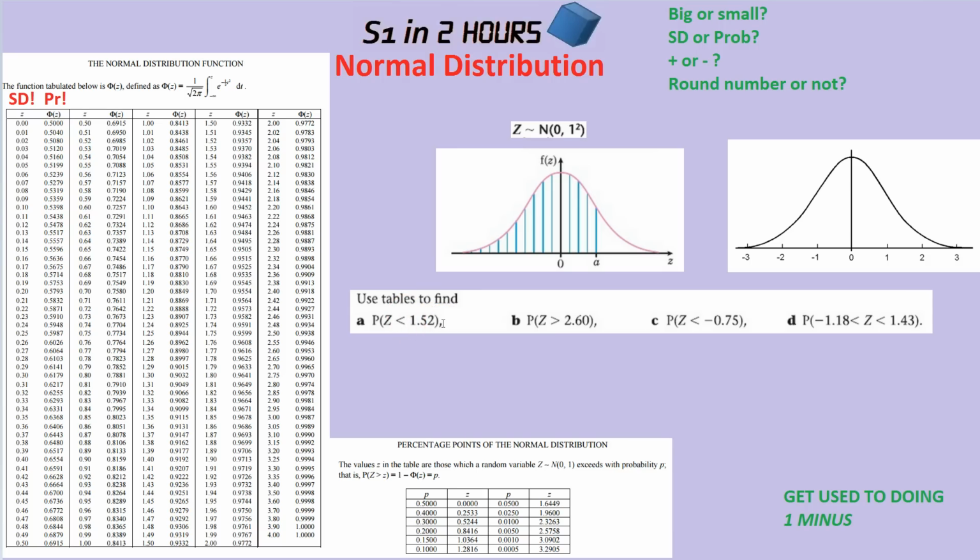Now, whoa, whoa, whoa, what am I talking about? Well, the middle of this normal distribution is the mean. And for a normal distribution, why it's called normal is because we're going to call the mean zero. That's the first number here. That just means Z is distributed normally with the mean at zero, and the standard deviation is the number that's being squared. So here it's one squared.